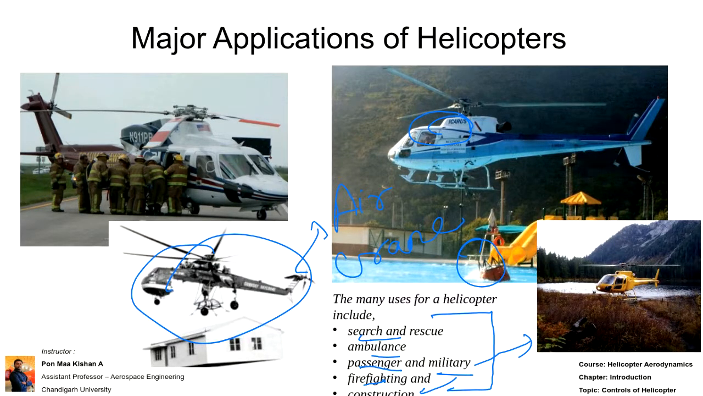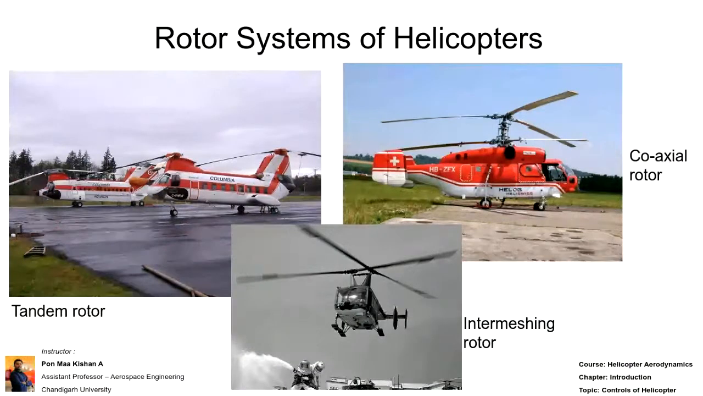Okay, so now let's go to the rotor system types. So in the previous lecture also I have given in the historical facts. So I have given about the tandem rotor, right? Like Chinook, right? So we are having main rotor as well as tail rotor. Okay. So one will be rotating in the clockwise, another will be rotating in the counterclockwise to maintain the stability of the vehicle. Okay.